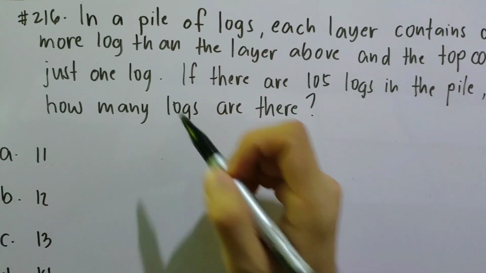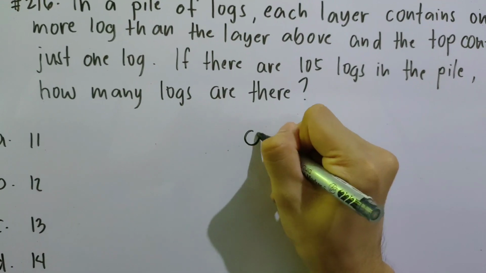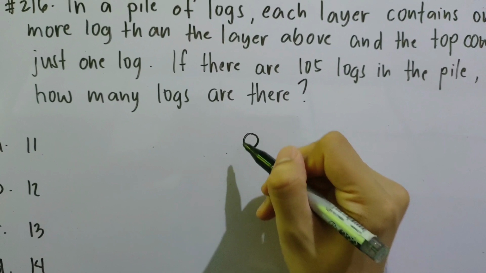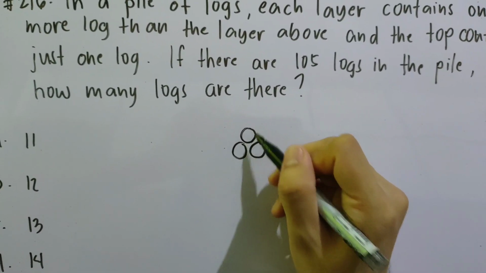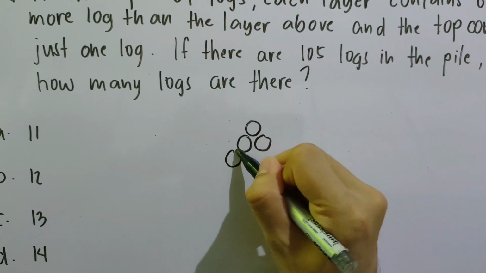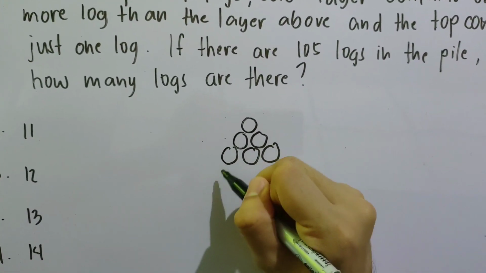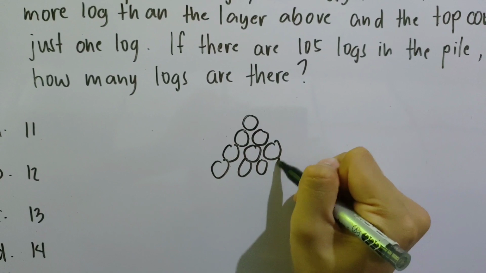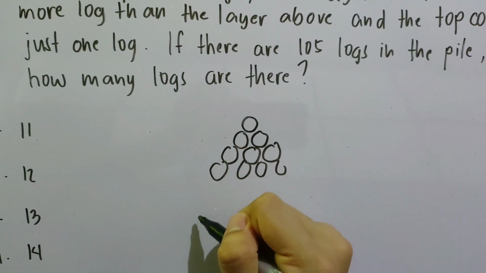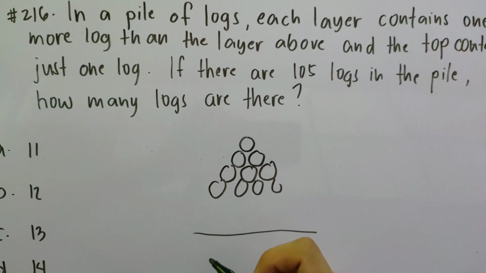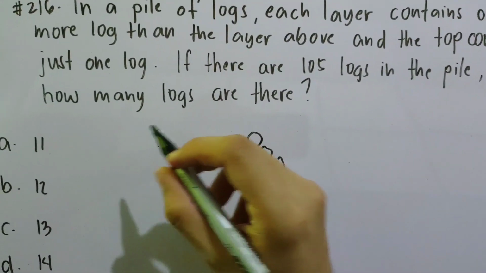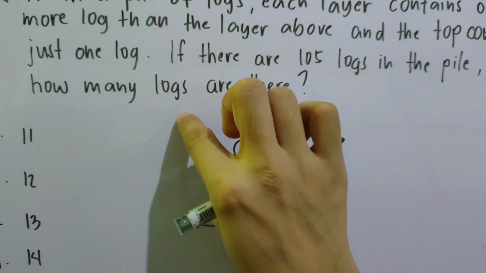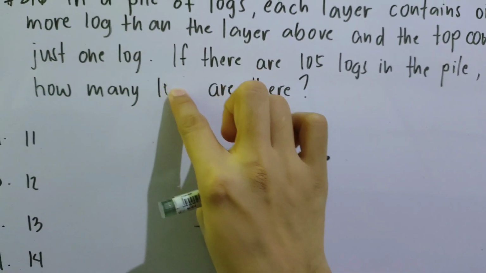And the top contains just one log. So dun sa taas meron tayong just one log, isang log lang. Tapos habang bumababa, dumadami yan. So sa second layer meron tayong 2 logs, third layer meron tayong 3 logs, fourth layer 4 logs, and so on. Hanggang sa makarating tayo sa base. So sabi dito, if there are 105 logs in the pile, how many logs are there? Or layers pala dapat to. How many layers are there?